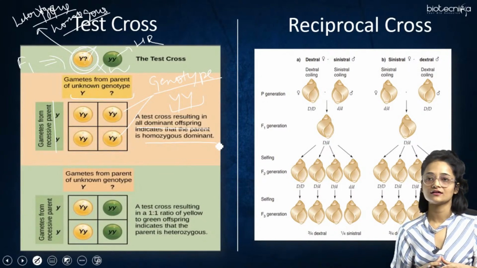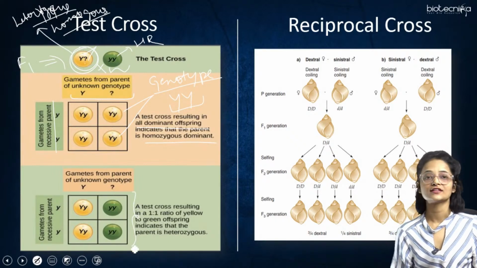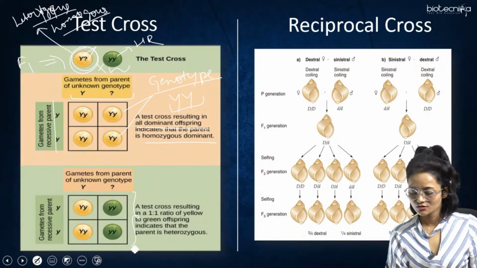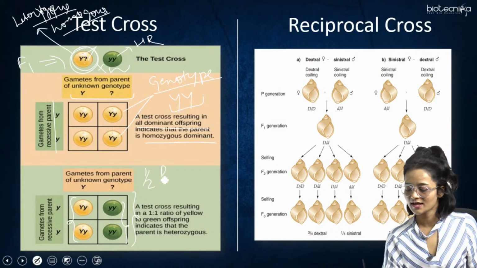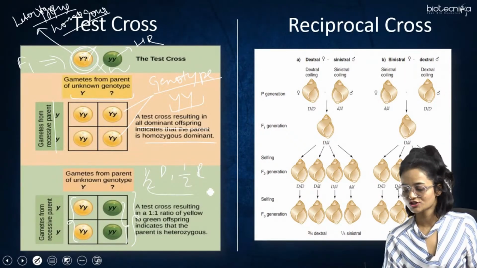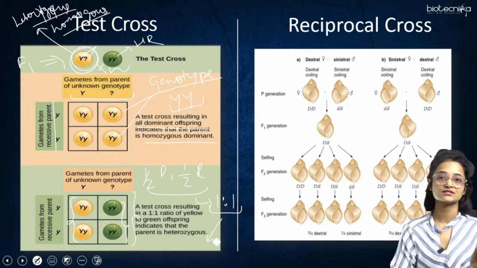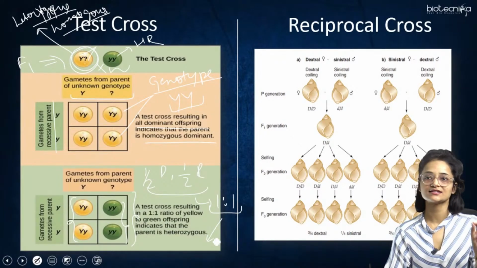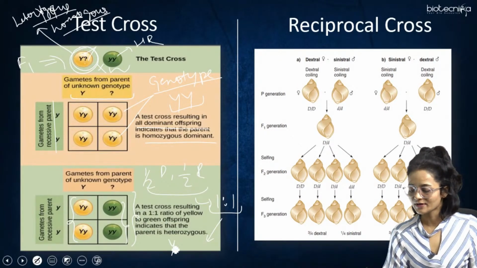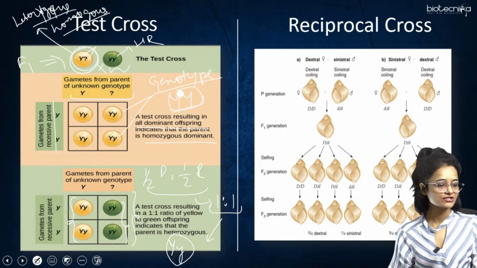For the heterozygous dominant, here is the result of the Punnett square. Here we can see that half of them are recessive and half of them are dominant. The phenotypic ratio here is 1:1, which means that the parent has a heterozygous genotype, capital Y, small y, and the other parent is small y, small y. This much everyone is clear with.